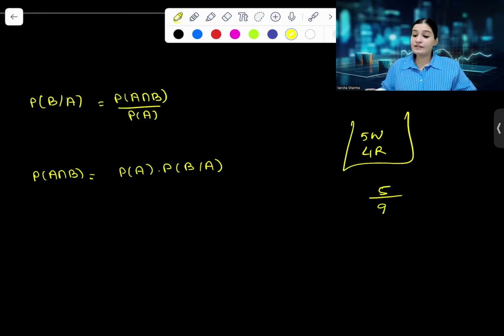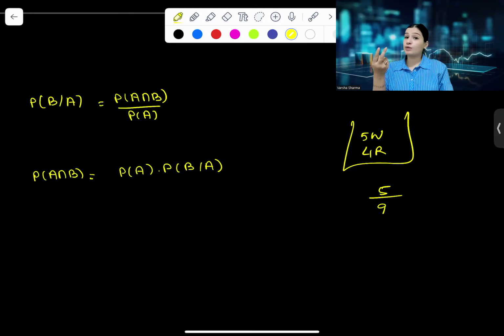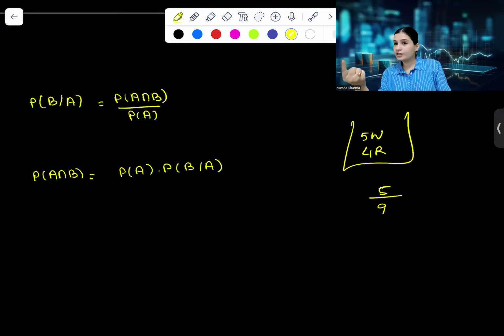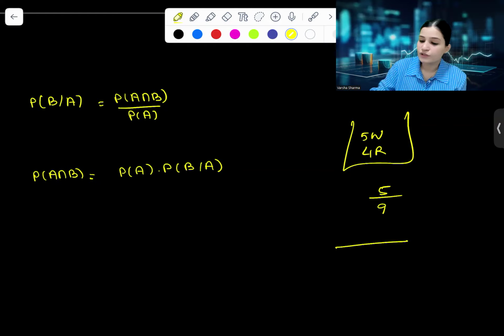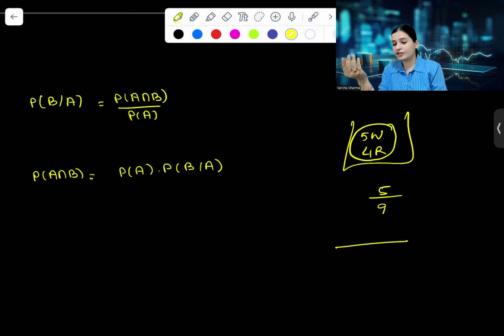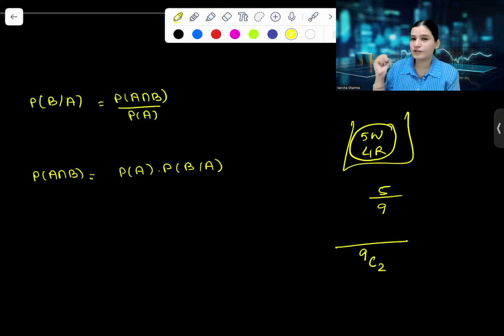Now, if I had said that 2 balls are picked up at random, what is the probability that both are white? When we have more than one object, we use combination. First we have favorable, then we have total. In total there are 9 balls and you are drawing 2 balls. Whenever we draw more than one object, we use combination. So out of 9, choose 2 balls.